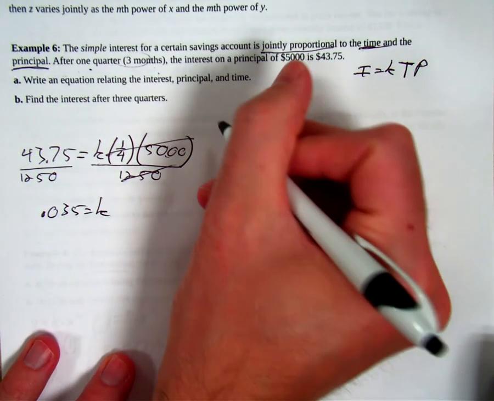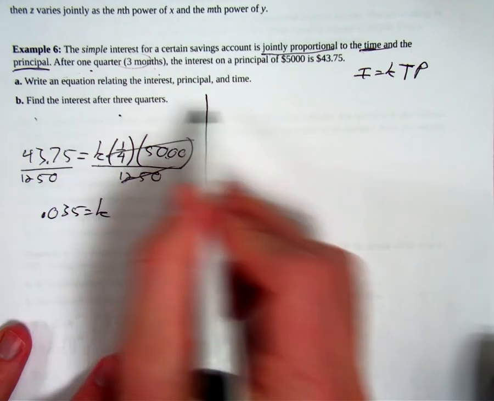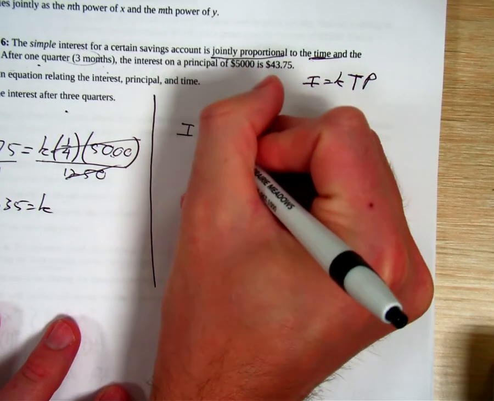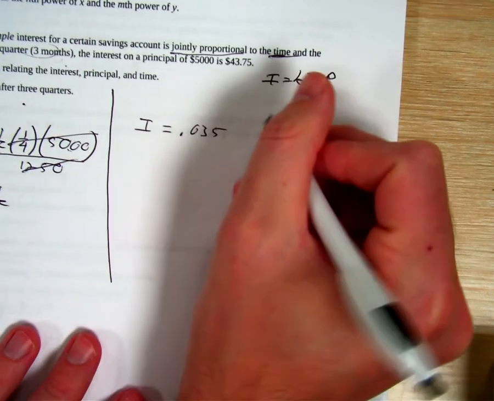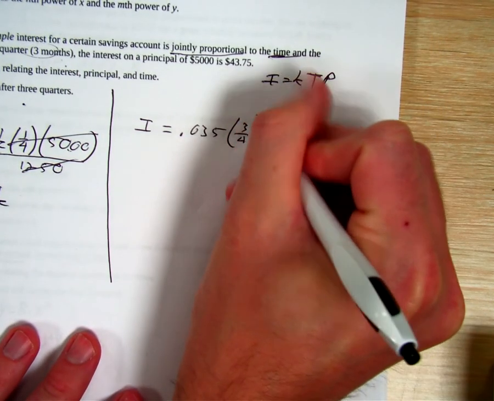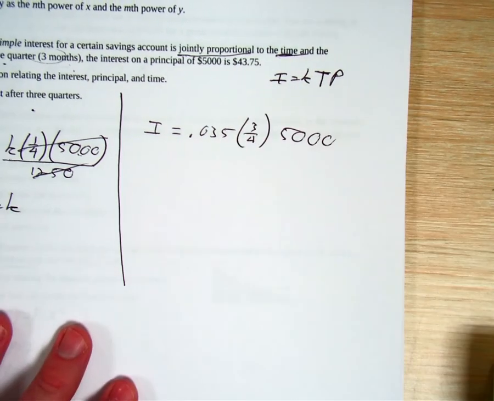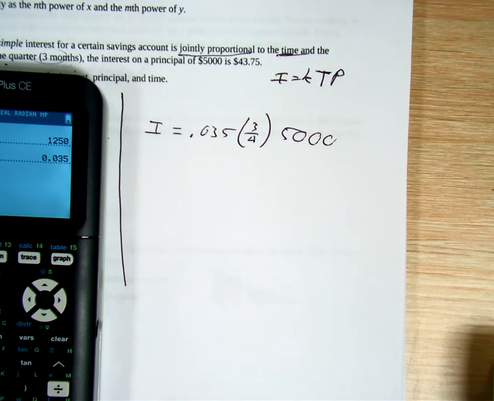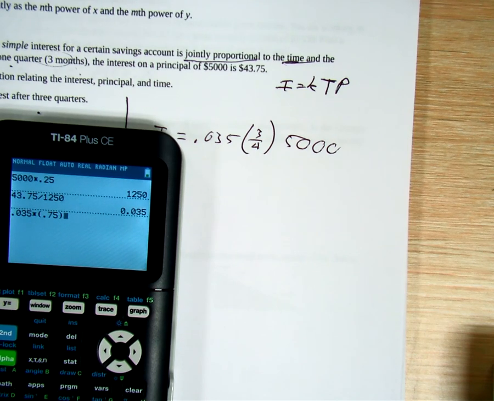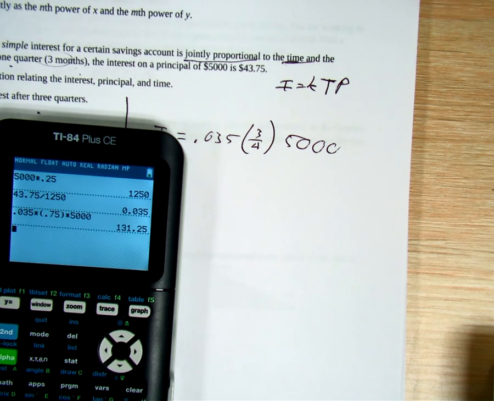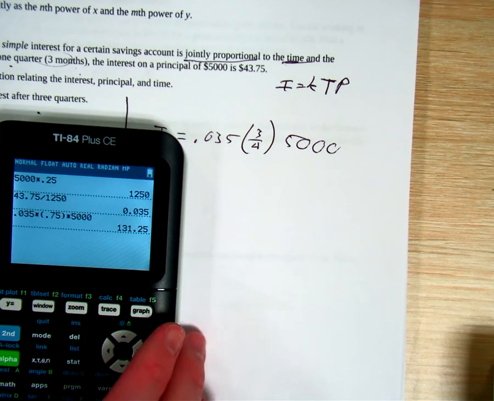Find interest after 3 quarters. So now I'm trying to solve for I. I know the K, 0.035, 3/4, so I'll go 3/4, $5,000. 3/4 or 0.75 times 5,000. $131.25.